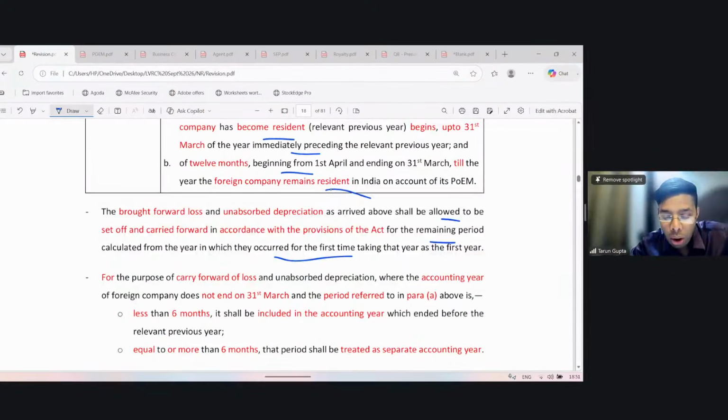For the purpose of carry forward of loss and unabsorbed depreciation, where the accounting year of the foreign company does not end on 31st March, and the period referred to in para A above is less than 6 months, it shall be included in the accounting year which ended before the previous year. So if the period as determined above falls short of 6 months, then such period shall be clubbed with the immediately preceding accounting year. However, if such period referred to above is equal to or more than 6 months, then the period shall be treated as a separate accounting year.